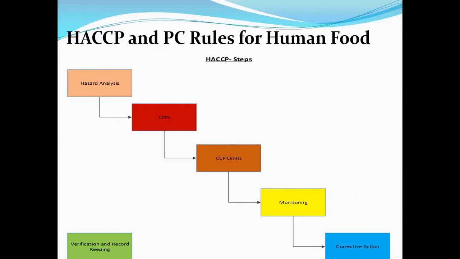Again, I'm sure you're too familiar with the 7 principles of HACCP, which are: identify potential hazards, determine critical control points, assign limits to CCPs, monitor the limits, take appropriate corrective actions when the CCPs are deviated, and verify the effectiveness of the HACCP plan and maintain records. You're too familiar with all the 7 steps. I don't have to spend too much time on this.